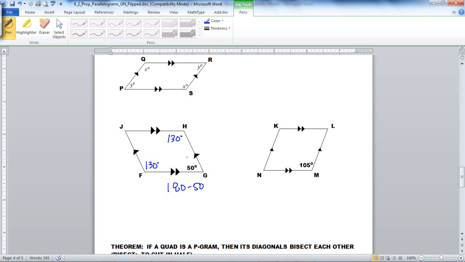But we can also remember that the opposite angles are congruent, so we know if this is 50, we know this angle's 50. So let's try that again. If I know this angle here is 105, I know this angle here is 105. And then this one here should be 180 minus 105, which gives you 75 right here. But if this is 75, we know the opposite angle from it is also 75.